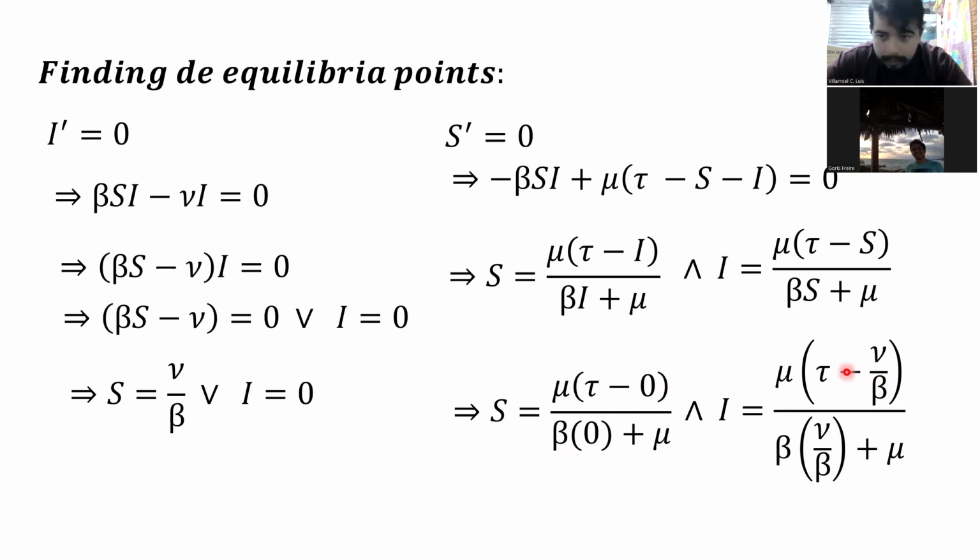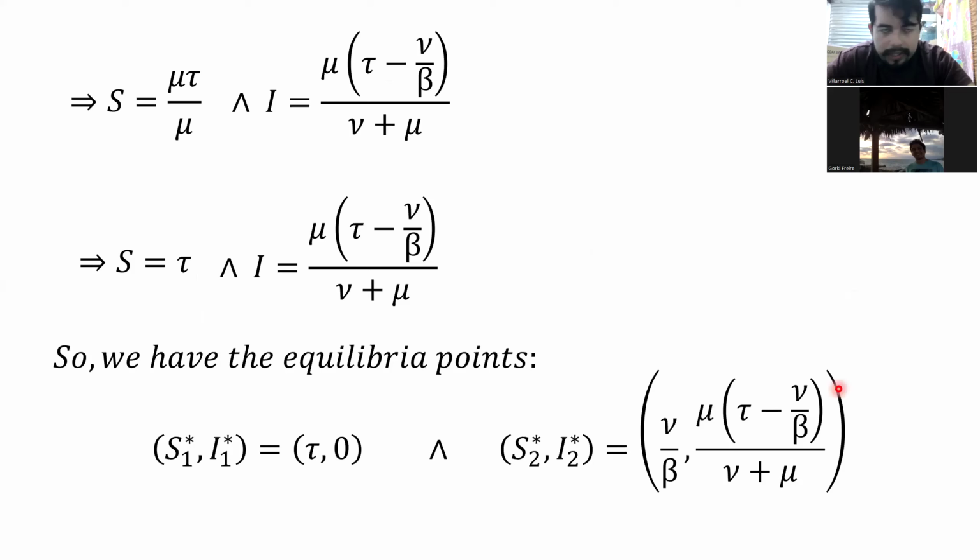In the second, we have that beta times B over beta, the betas cancel, and we have B plus mu in the denominator and, in the numerator, the same expression. So our results are S equal to tau, and I equal to mu times tau minus B over beta, all of that over B plus mu. So for this analysis, we conclude that we have two equilibrium points. The first one is tau, 0, and the second one is B over beta, mu times tau minus B over beta, over B plus mu.